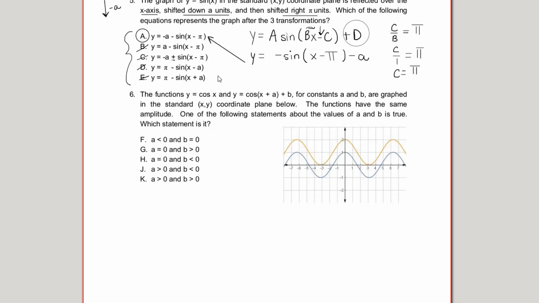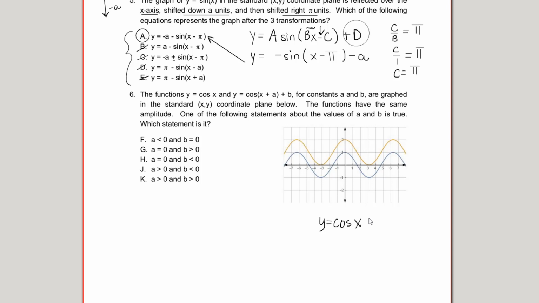Looking at number 6, the functions y equals cosine x and y equals cosine of x plus a, plus b, for constants a and b, are graphed in the standard xy coordinate plane below. The functions have the same amplitude. One of the following statements about the values of a and b is true. Which statement is it?